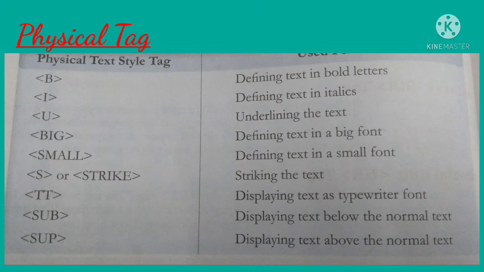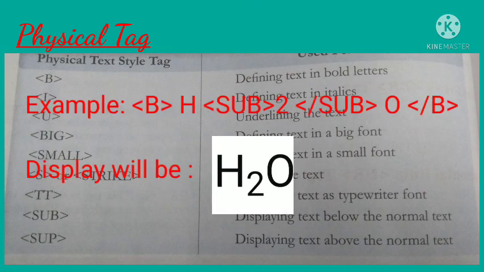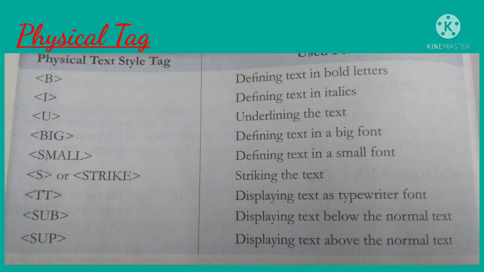The sub tag will display the text below the normal text. For example, if we want to display H2O, we will write 2 within the sub tag so that 2 will be displayed slightly below H and O. The last tag is the sup tag, and it is used to display the text within this tag above the normal text.